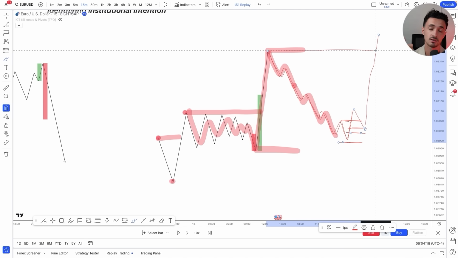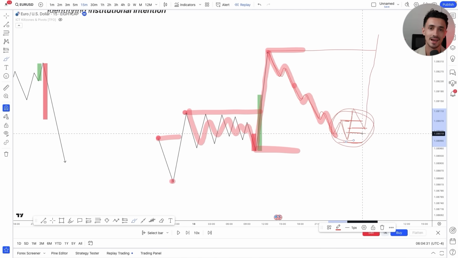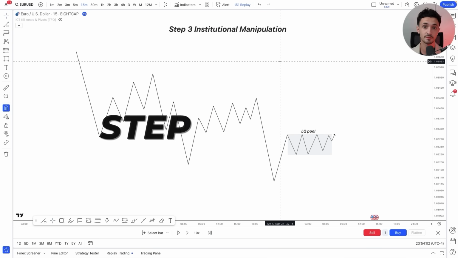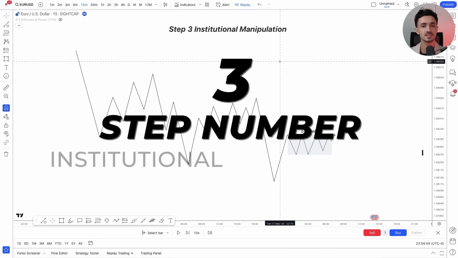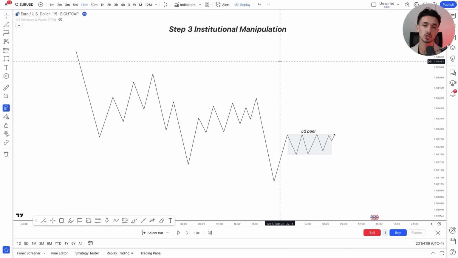Phase 1, market structure. Phase 2, institutional intention. Phase 3 is how do we get into the market? That is our entry model. Let's get it. Now, for step 3, we're looking at institutional manipulation, which is essentially when just before price reaches our target for where price is going to sell from, it will create another inducement just before it, again for the purposes of curating liquidity. So what does that look like?